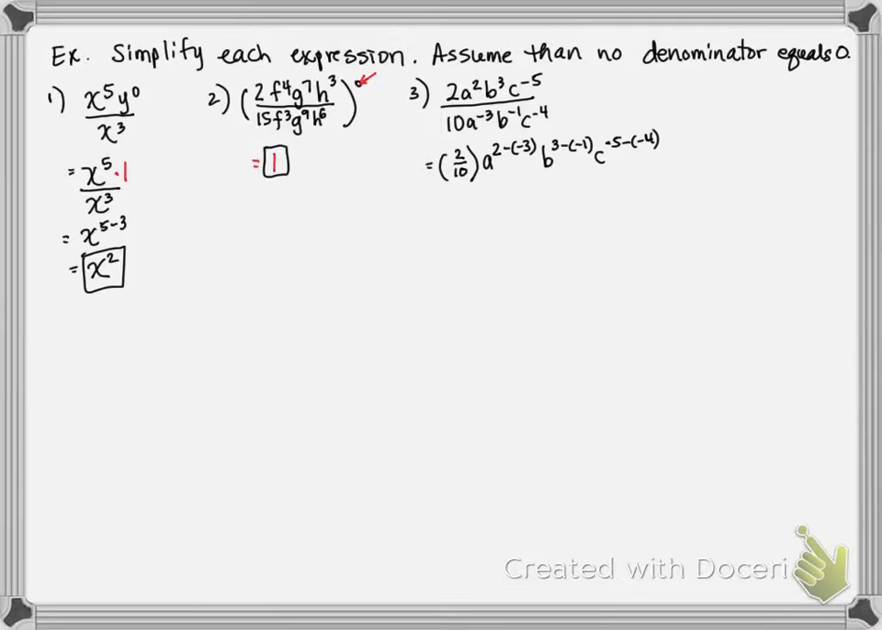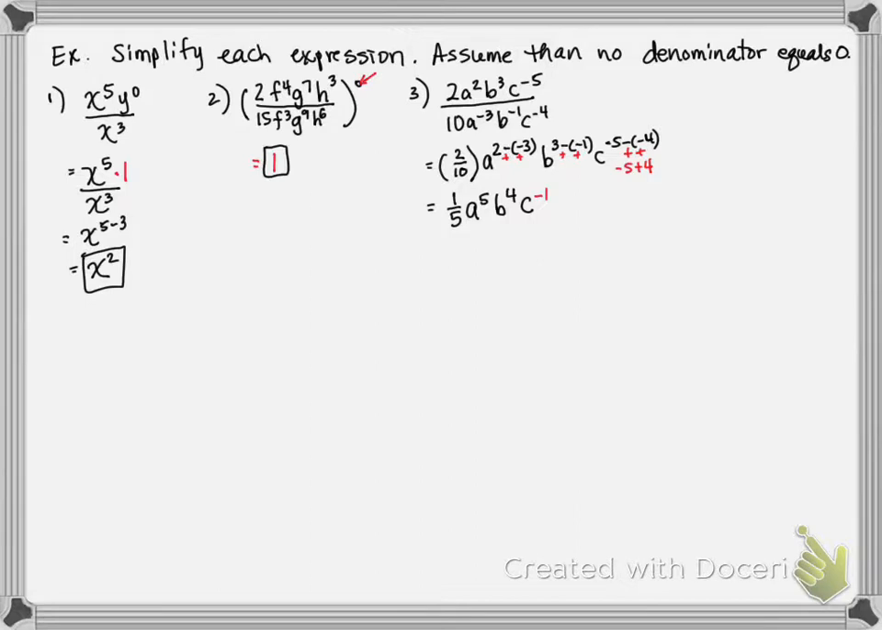Now, what we get to do is remember our rules. 2 and 10 have 2 in common, so that gives us 1/5. On the a, two negatives make a positive, so we're going to get 2 plus 3 is 5. On the b's, we have the same thing happen, a double negative, so we're going to add the opposite. So it ends up being 3 plus 1, or 4. Now this one gets a little trickier, so I'm going to do it underneath. This still is going to be add the opposite, but I have a negative 5 plus a 4. So that's going to give me a negative 1.